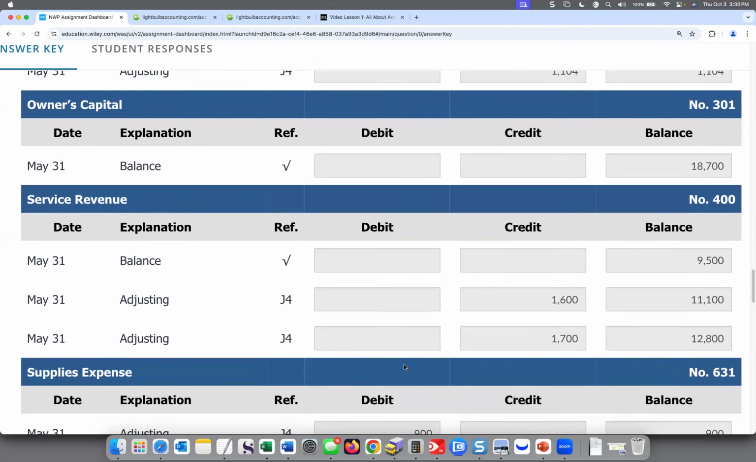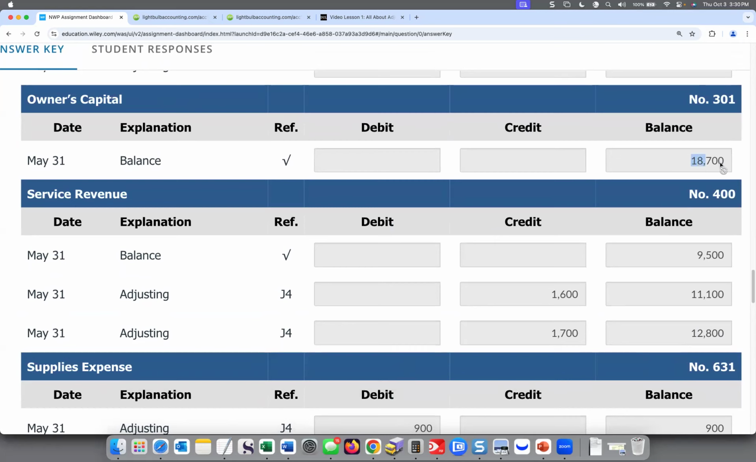Nothing with owner's capital. All we did with that is bring the balance forward. Owner's capital wasn't involved in any adjusting entries, nor will it be. Service revenue had a few posts. We had our initial balance, and all the recognition that we did, whether it was unearned revenue or accrued revenue, credited the service revenue account. Revenues have a normal credit balance, which means credits are the increasing side and debits are the decreasing side. So every credit post we put in here raised our balance by those respective amounts. So we end up with a final total here of 12,800.